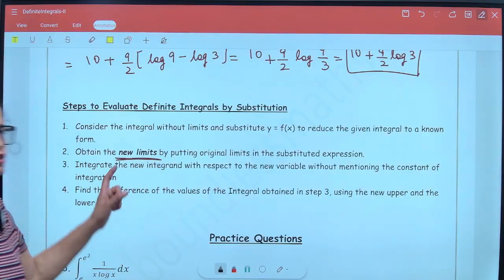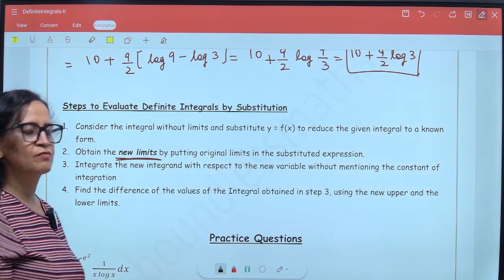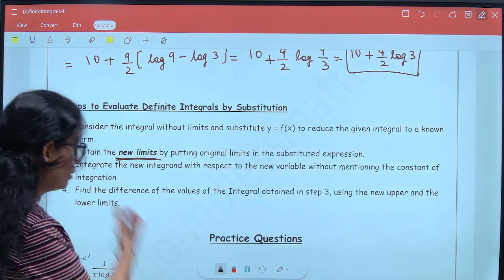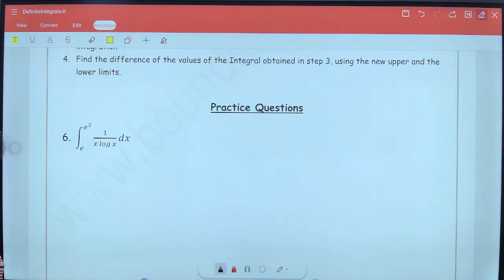This is the most common mistake that is done by many students, that they forget to change the limits. The lower and upper limit also has to be changed as per the new substituted variable, right? And the rest of the things we do as we have done in the previous few questions. So let's have a look at some examples. Integral of 1 upon x log x.